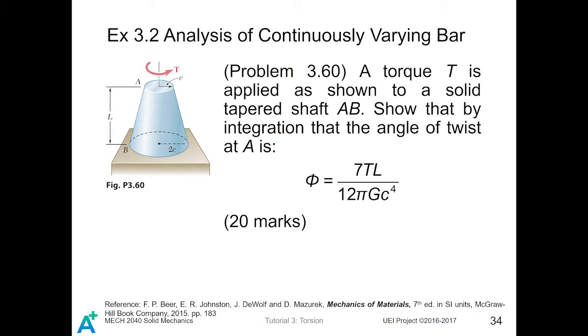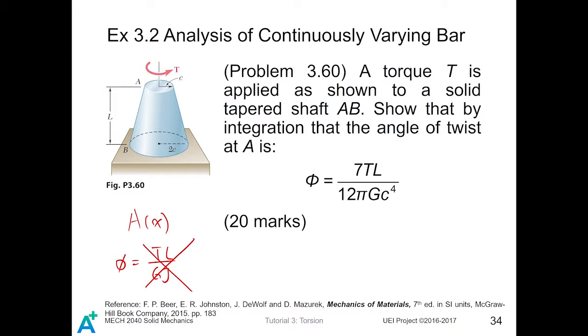After discussing a problem about multiple shafts, now let's discuss a continuously varying bar. A torque T is applied as shown to a solid tapered shaft AB. We cannot use phi equals TL/GJ anymore. No, we cannot use it.